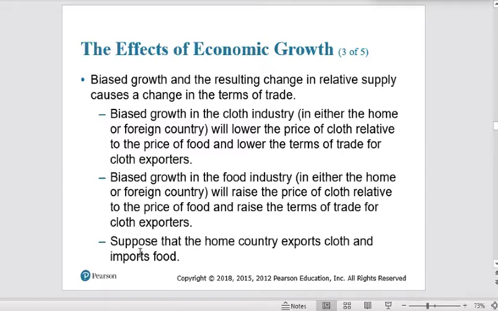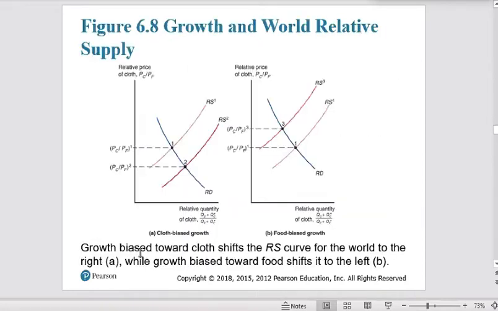Now, for the following story, we are following the setup that the home country is an exporter of clothes and importer of food. All right. So keep that in mind all the time. Home country exports clothes and imports food. So we're going to see our following analysis based on this setup.